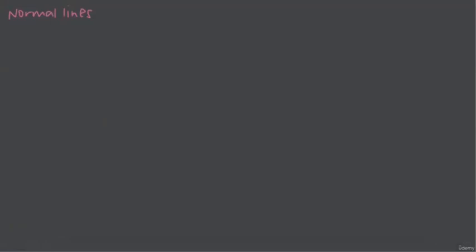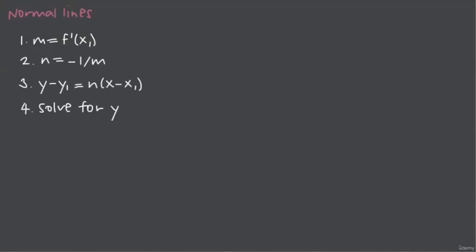Now we want to talk about how to find the equation of a normal line to a curve at a particular point. Keep in mind that the normal line is just the line that is perpendicular to the tangent line. These are the steps that we're going to take to find the normal line. But before we walk through these, let's just get a visual picture of what the normal line looks like so that we can know what we're actually trying to find.